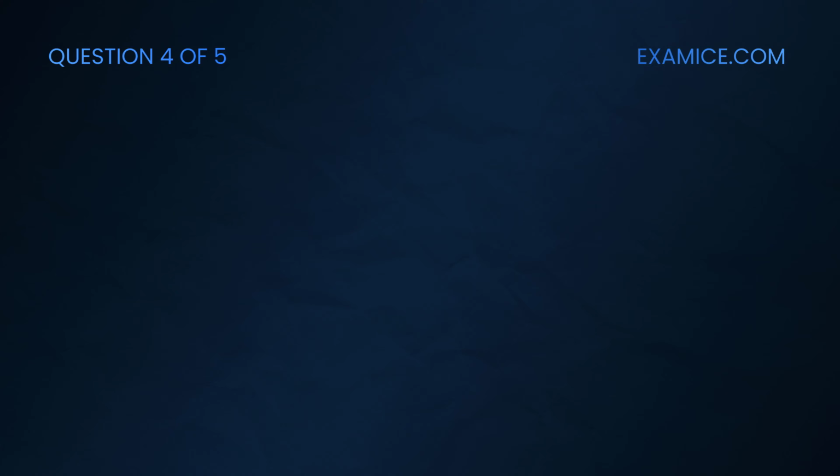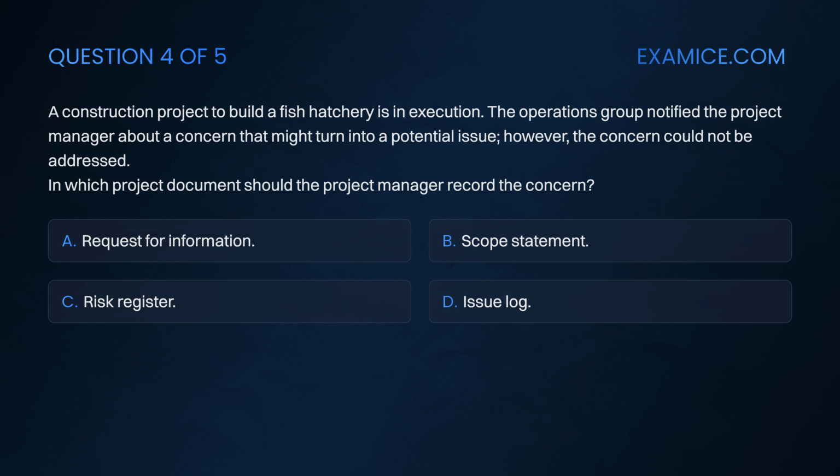Question 4. A construction project to build a fish hatchery is in execution. The operations group notified the project manager about a concern that might turn into a potential issue. However, the concern could not be addressed. In which project document should the project manager record the concern? Option A, request for information. Option B, scope statement. Option C, risk register. Option D, issue log.